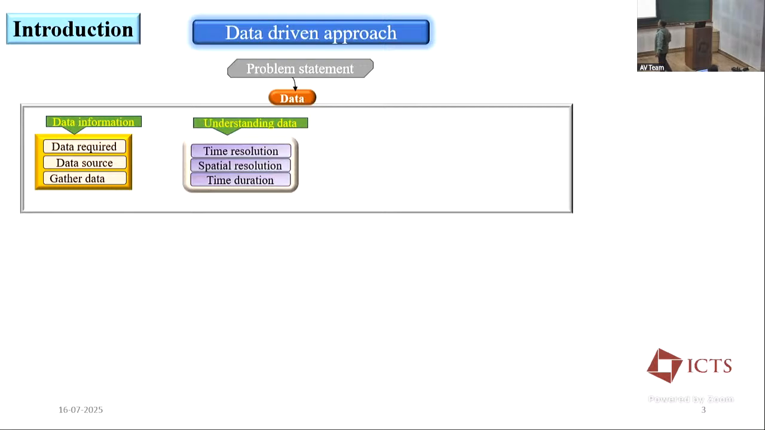Once you get the data, what is the next step? You have to understand the data. In particular, what is the time resolution? What is the spatial resolution? And what is the time period we got? Suppose you want to do nowcasting. What time resolution should your input data have?